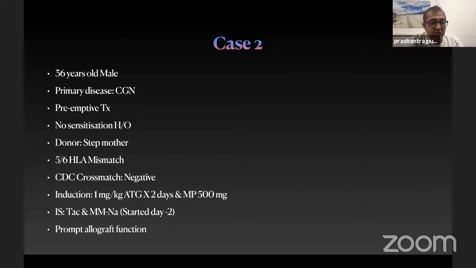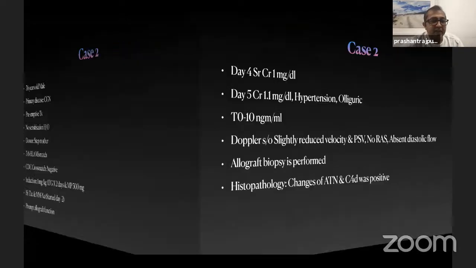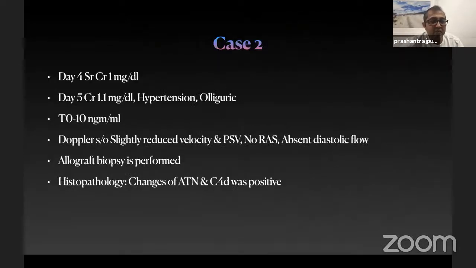The induction immunosuppression was methylprednisolone 500 milligrams and ATG 1 milligram per kilogram for 2 days. The patient was started on immunosuppressants, tacrolimus and MMF, at least 2 days prior to the transplant. This patient had a prompt allograft function. At day 4, the serum creatinine was 1 milligram per deciliter. On day 5, it increased to 1.1, but the patient became hypertensive. He was oliguric. The tacrolimus trough level was about 10 nanograms per ml, which was okay.